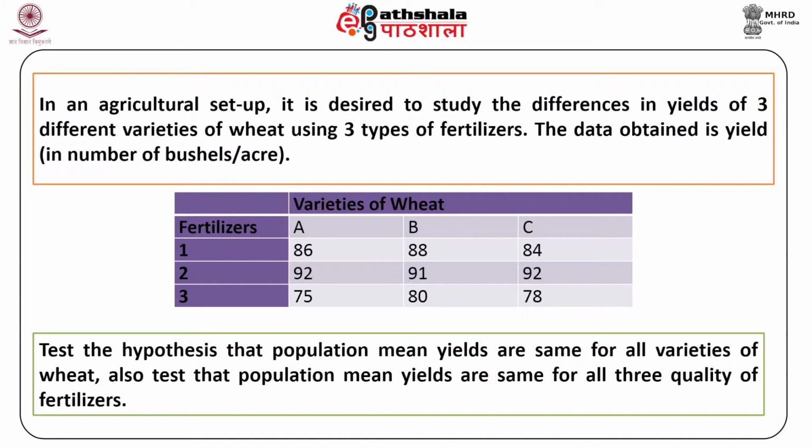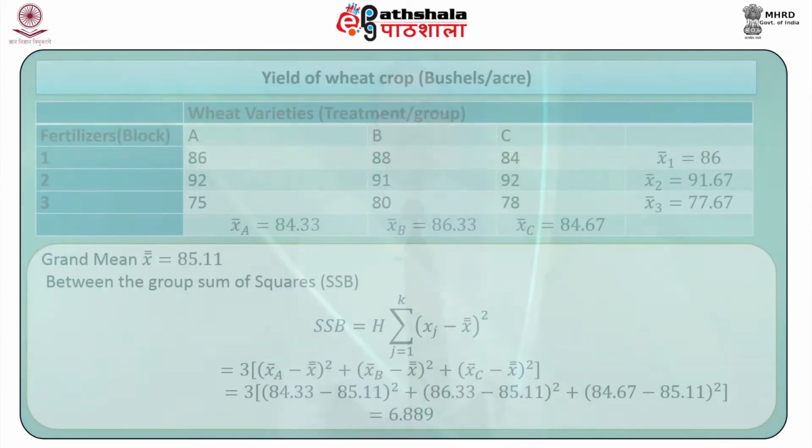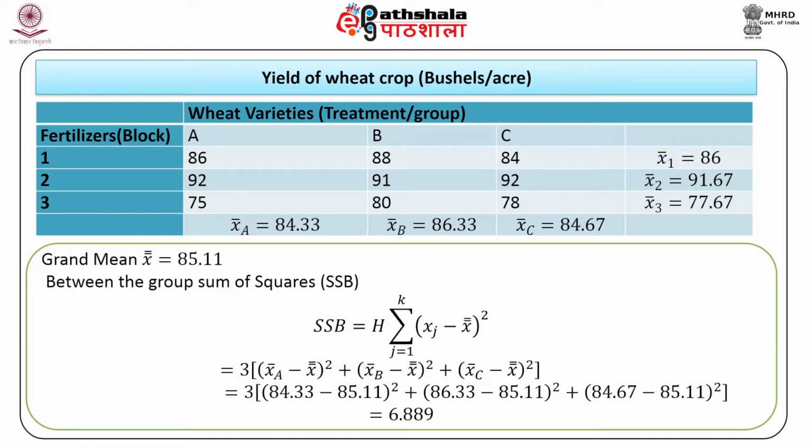Also test that population mean yields are the same for all three qualities of fertilizers, which basically means we are trying to test that fertilizer quality or the wheat variety does not make any difference to the yield. What is the solution to this problem? The solution is that we again try to find out in terms of these means and the F ratios.